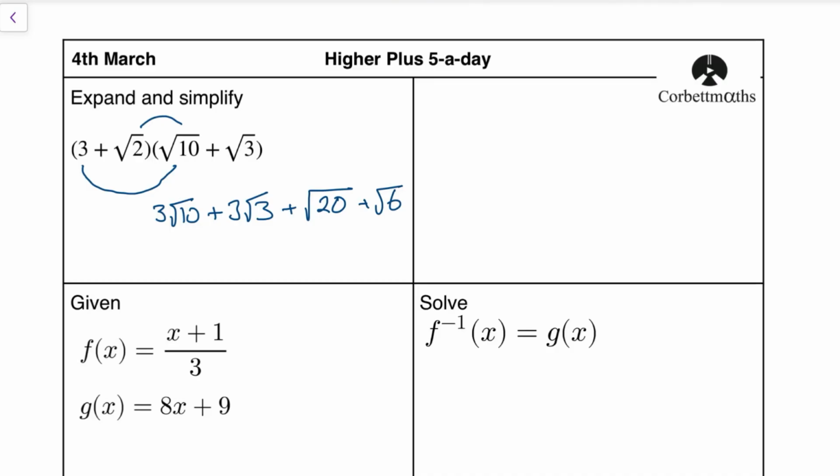Now, with these questions, there's two stages. One is the expansion, and the next stage is working out if you can simplify any of these. And I know already, so there's a bit of experience coming through. Root 20 is the same as root 4 times root 5. The square root of 4 is 2, so this is just 2 root 5. In other words, to be clear, my final answer is going to be 3 root 10 plus 3 root 3 plus 2 root 5 from the root 20 plus root 6. And I can't combine any of those any further, so that's my final answer.